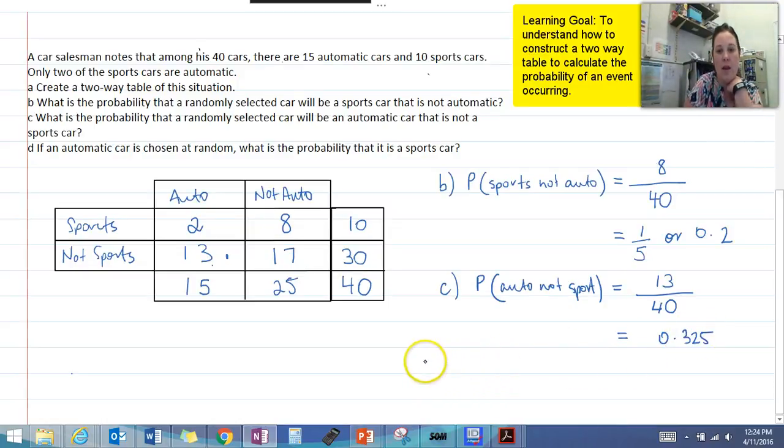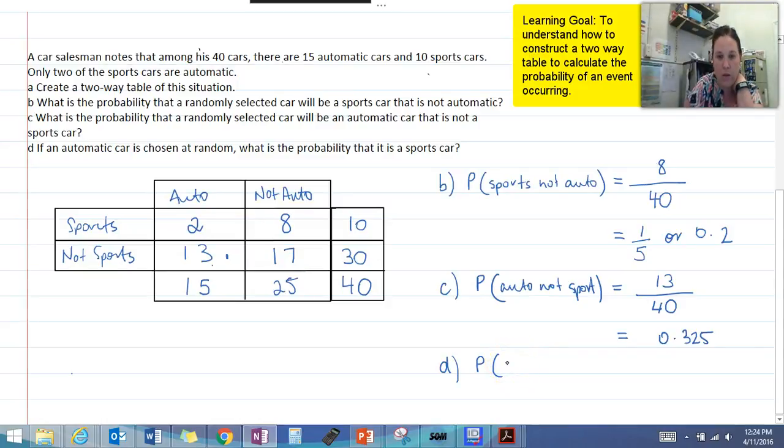Okay, and then we have D. So go ahead and have a go at doing D yourself. So pause here. So for D, if an automatic car is chosen at random, what is the probability that it is a sports car?